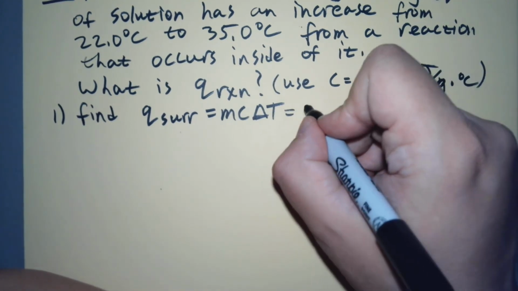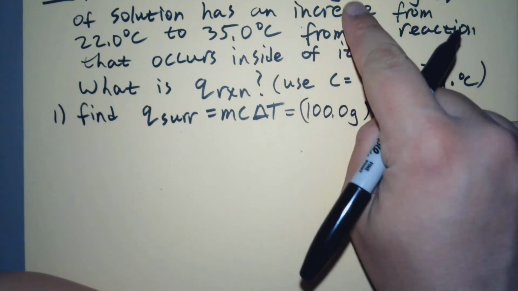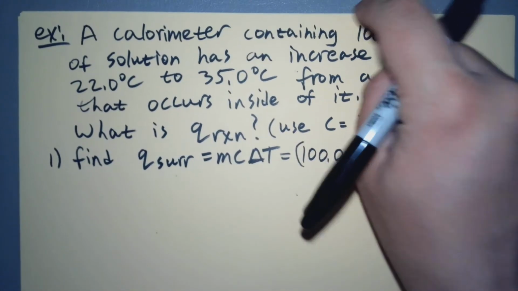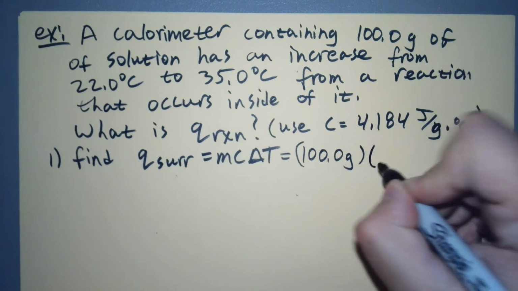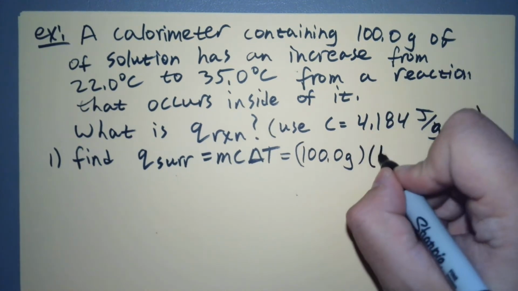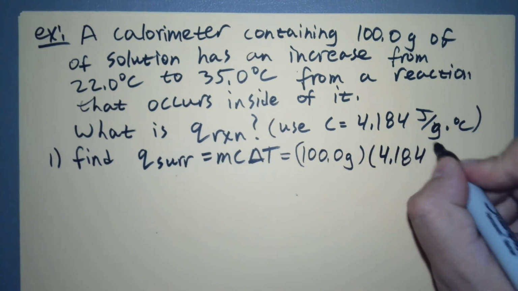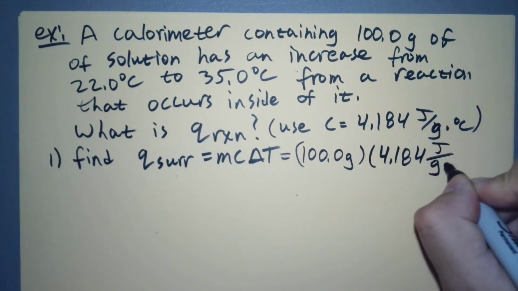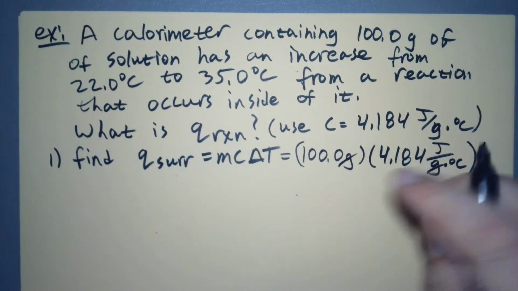Alright, so what's my mass? Well, it's 100 grams. How do I know it's 100 grams? Because I have it off screen. That's why you know it's 100 grams, as you can see right there. Alright, what's C? Right there. 4.184. Then you can also see that it's going to be joules per gram degrees Celsius, so my grams are going to cancel. That's nice. Now it's just joules degrees Celsius.